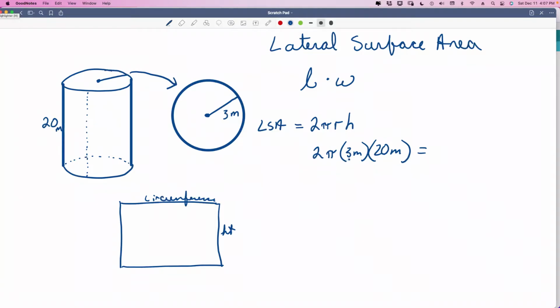So 2 times 3 is 6. 6 times 20 is 120. And then we have our pi. Then we have meters. We have meters once, meters twice. And that is how you would write lateral surface area.